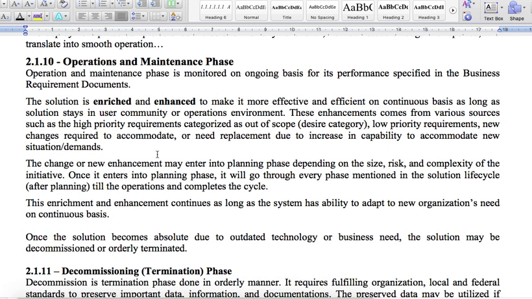So at the time when the solution goes into operation, you may review those desired category requirements to see if the solution can be enriched and enhanced to make it more effective and efficient on an ongoing basis. This is important because if we don't update, enrich and enhance, then the solution can become outdated soon. So in order to keep it relevant, it has to be updated on an ongoing basis. Also, if there are any other technical issues, they also need to be taken care of.